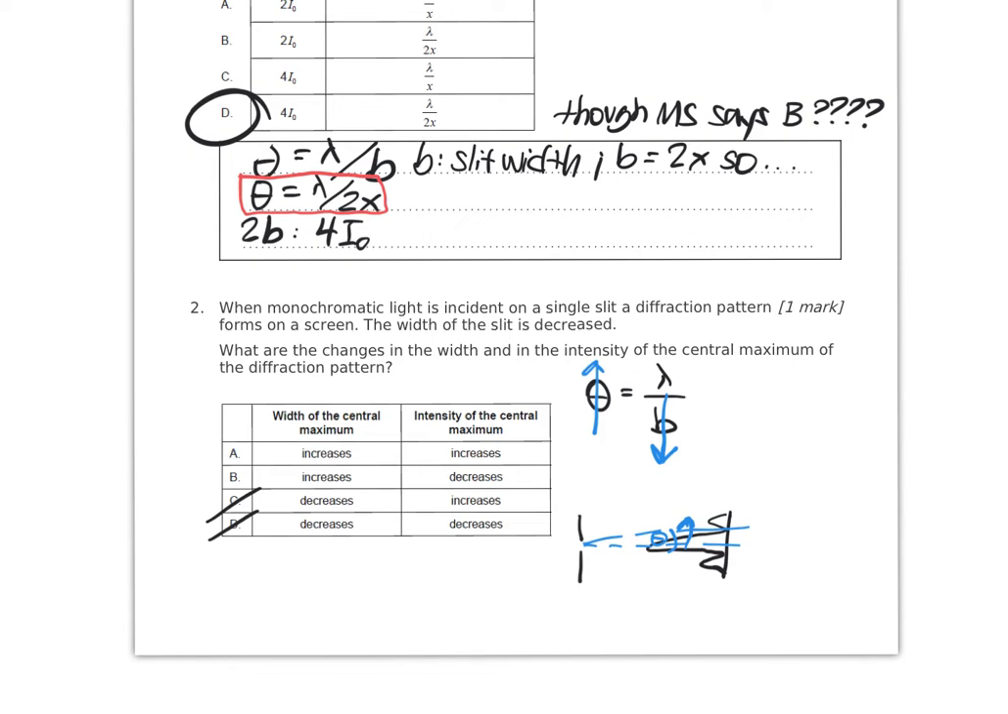Okay, and yes. So like I said, as the slit width increases, the central maximum will be more intense because more photons are coming through. But that's not what it said. It said that the width of the slit is decreased. So if the width of the slit is decreased, then fewer photons will be coming through, and so the light will be less intense. So the width of the central maximum does increase, but the intensity of the central maximum decreases because fewer photons are coming through a narrower slit. So number 2 is B. My bad. At least I caught my mistake.